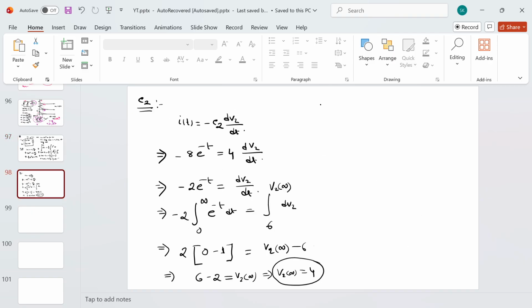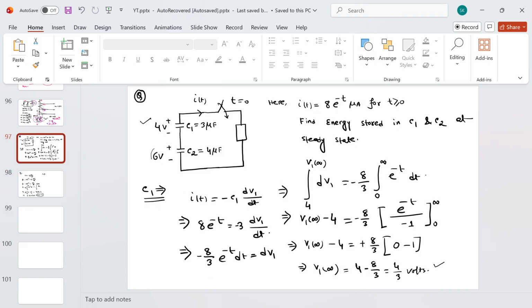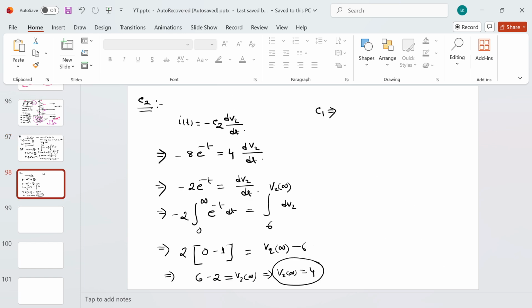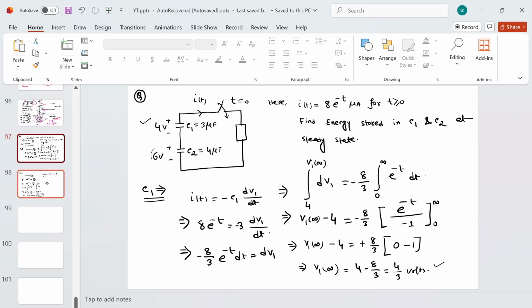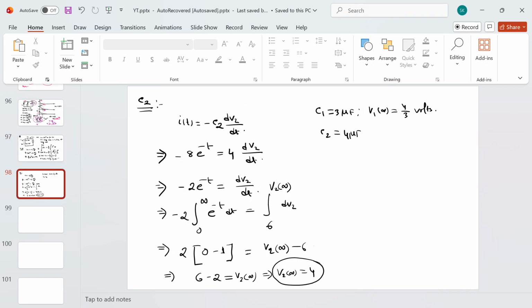So for capacitor C1, C1 value was what? 3 microfarad and 4 microfarad, right? So 3 microfarad, and V1 infinity is 4 by 3 volt. For C2 it was 4 microfarad, right? Yes, 4 microfarad, and V2 infinity is 4 volt. This will be the steady state voltage. Now you can calculate the energy also.